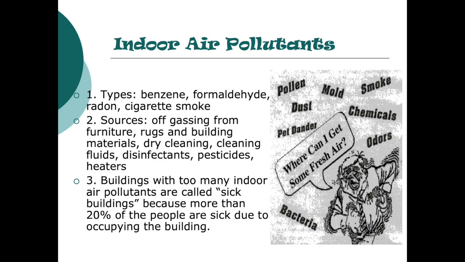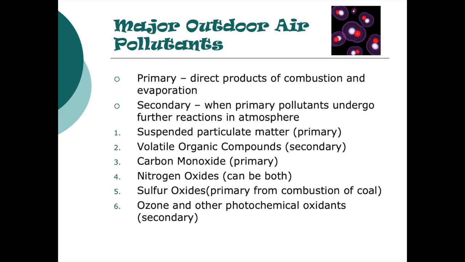We also have indoor air pollutants, things like benzene, formaldehyde, radon, cigarette smoke. These are all coming from the chemicals we use to make our furniture, our rugs, our upholsteries. And so that's all off-gassing as we're sitting there. We've talked about the primary and secondary air pollutants. Again, primary is a direct product. Secondary is when it has a reaction in the atmosphere.